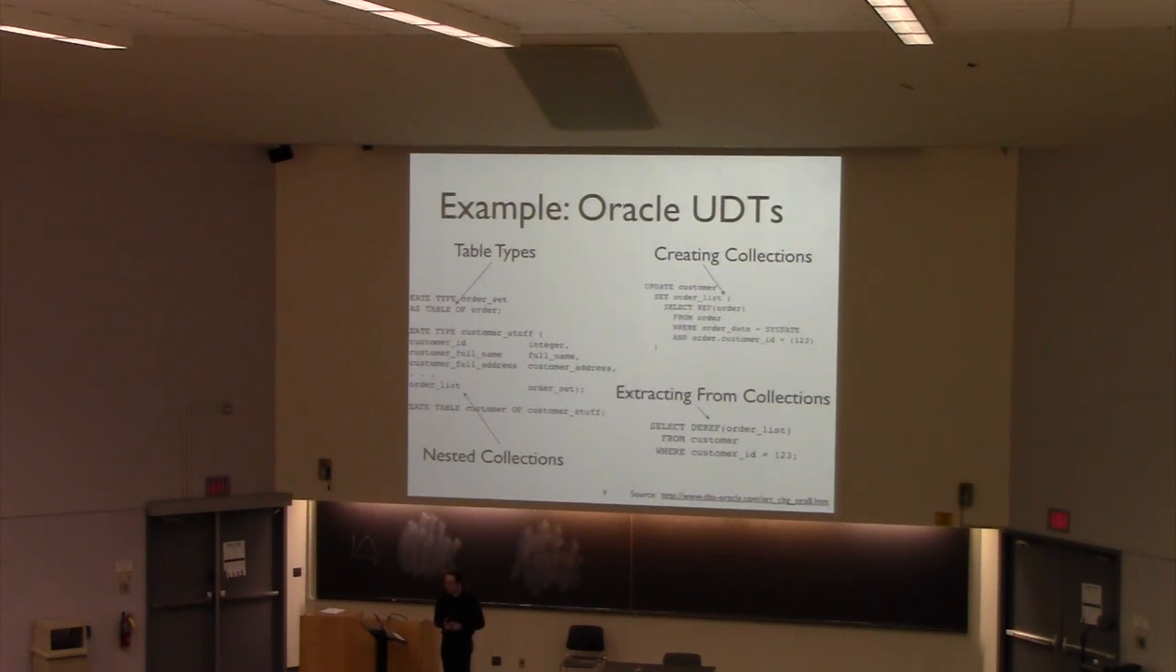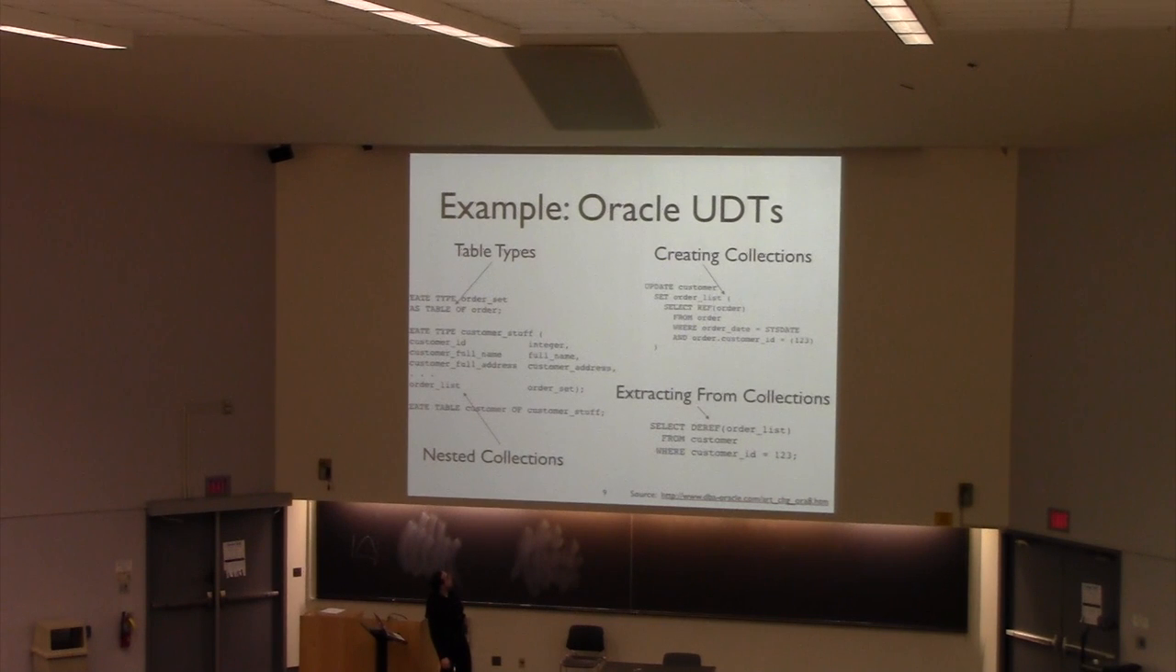The gimmick here is that whenever I create a new row in this customer relation, I'm essentially creating an entirely new table as well. Now, that's not precisely what happens under the hood, but conceptually, I'm creating a new table every time I create a new row in customer.